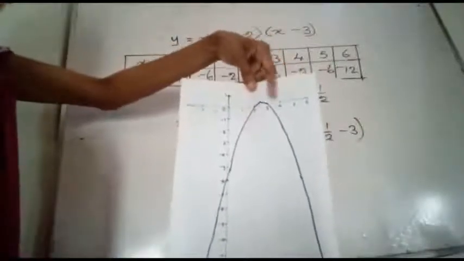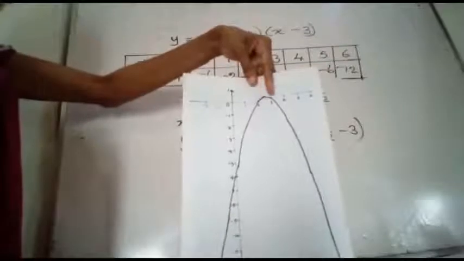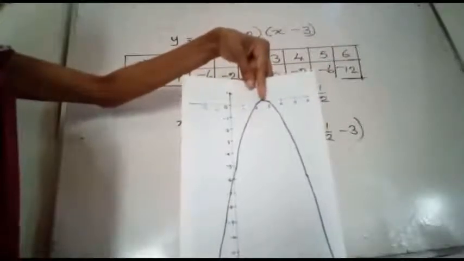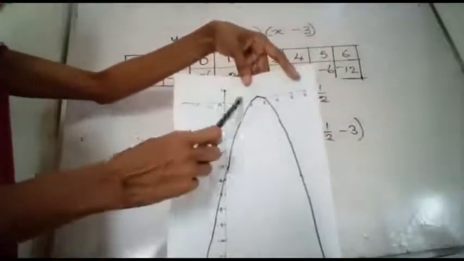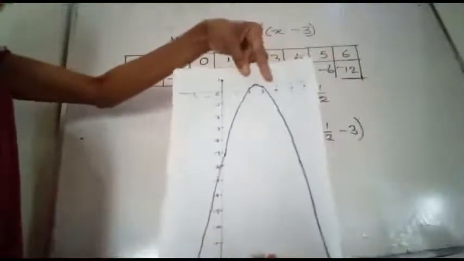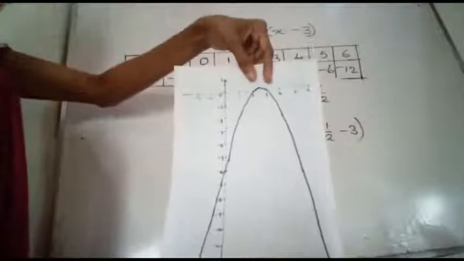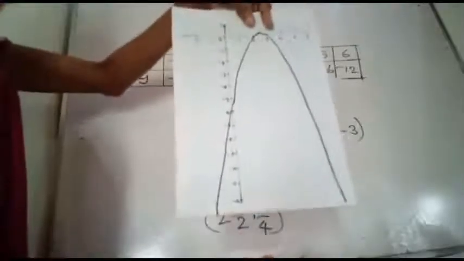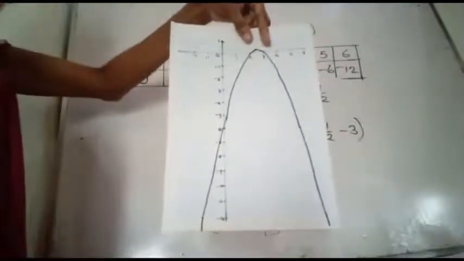Here, when we find the coordinates of the maximum point, this graph has an axis of symmetry.